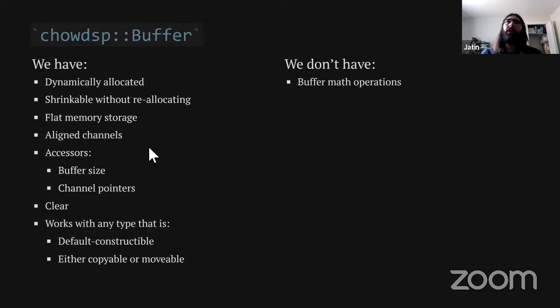So things that we don't have in this class are any buffer math operations. Like if you want to apply some gain to your buffer or something like that, we don't currently have that. And we don't really have operations for interacting with other buffers. Like if I want to make a copy of some other buffer and have that be this buffer, we don't have a way to do that. And I'll come back to that in a minute and go into more detail about why it's set up that way.